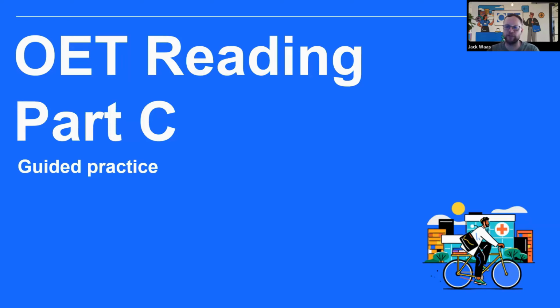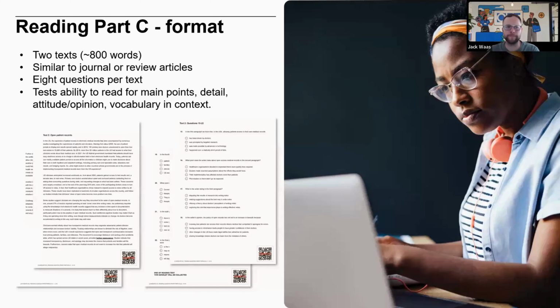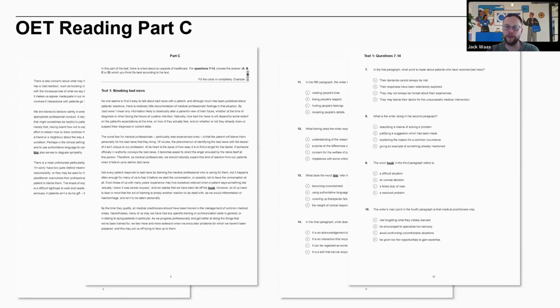So now let's move on to reading part C. Right, here we are. So for reading part C, we have two texts around 800 words. These are similar to journal or review articles, 8 questions per text, and it's testing the ability to read for main points, detail, attitude or opinion, and vocabulary in context. Imagine that you're in the test, the clock is ticking, and you have an 800 word text to read and 8 questions. What do you think that you would do, right?